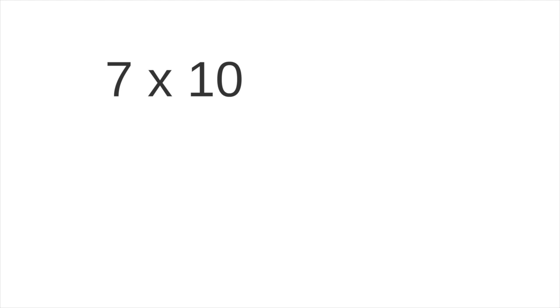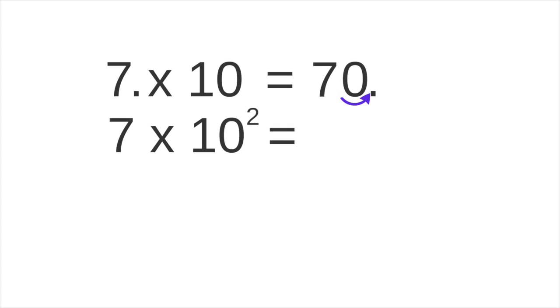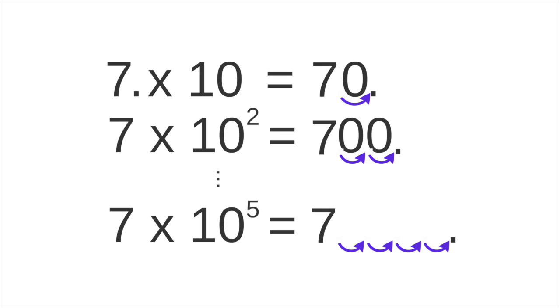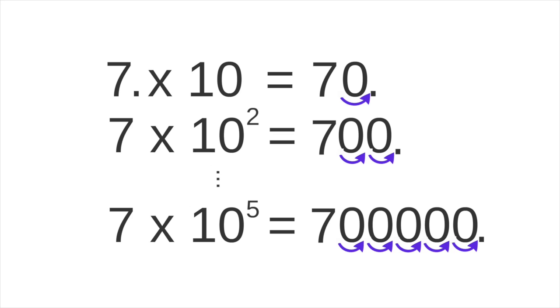Say we start with 7 and multiply it by 10. Even though we don't write it, the decimal starts out right after the 7. Multiplying by 10, which is 10 to the first power, moves the decimal one place to the right, giving us 70. 7 times 10 to the second moves the decimal two places to the right, giving us 700. How about 7 times 10 to the 5th? When converting this to decimal notation, the decimal is written 5 places to the right of the 7. In order to show that the decimal has moved 5 places, we need to hold those places with zeros.